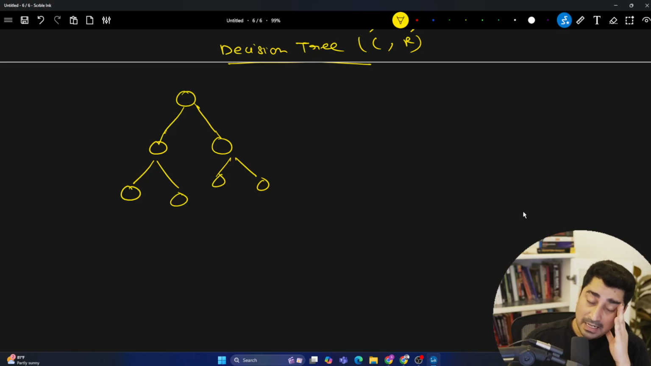Here, what will happen is that it will start splitting the data, and then on a leaf node it is going to give you a classification, or maybe a continuous value, which is eventually used for regression.